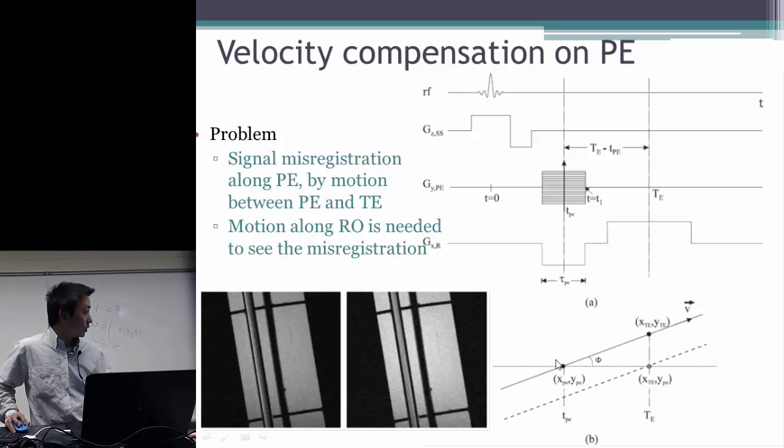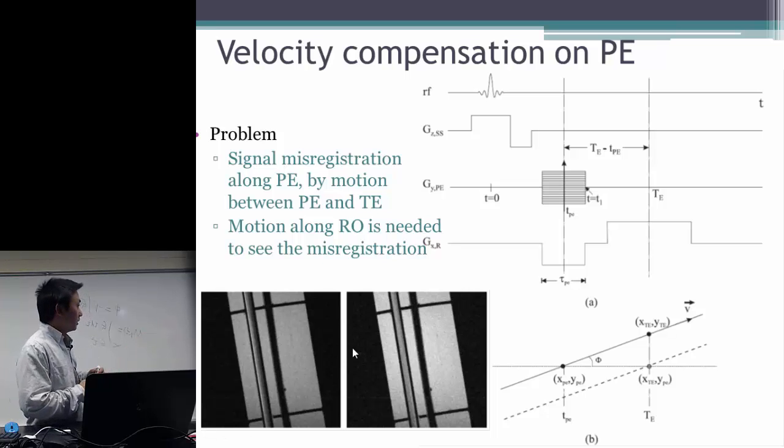Okay, so this motion misregistration is caused by the motion that is between the phase encoding and echo center. So it's between the phase encoding and the TE. So it's the motion during this period that counts. And also motion along the readout is needed to see this kind of misregistration. So that's why you are seeing this phantom being imaged at a tilted angle.